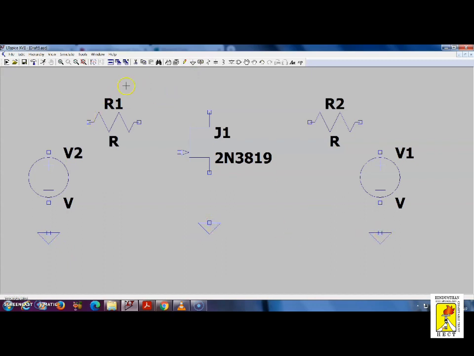Okay. Start doing the connection. Wire all the components. You can refer to the circuit diagram. Connect all the components like this. Wire all the components.